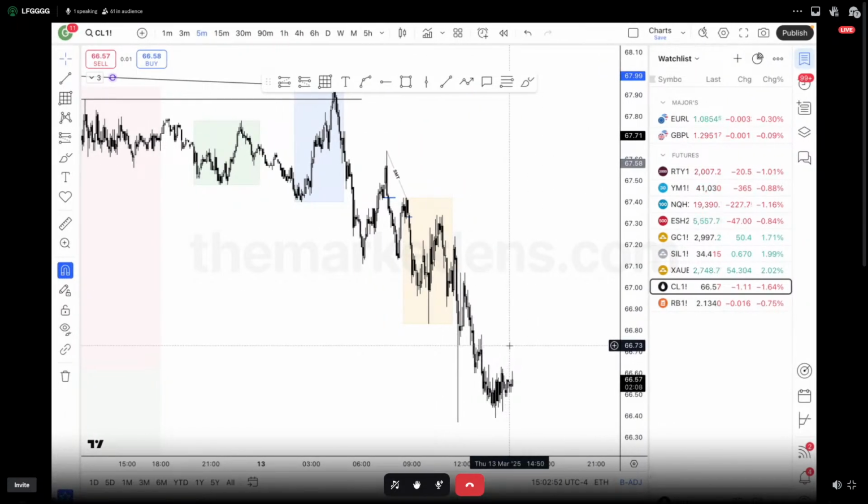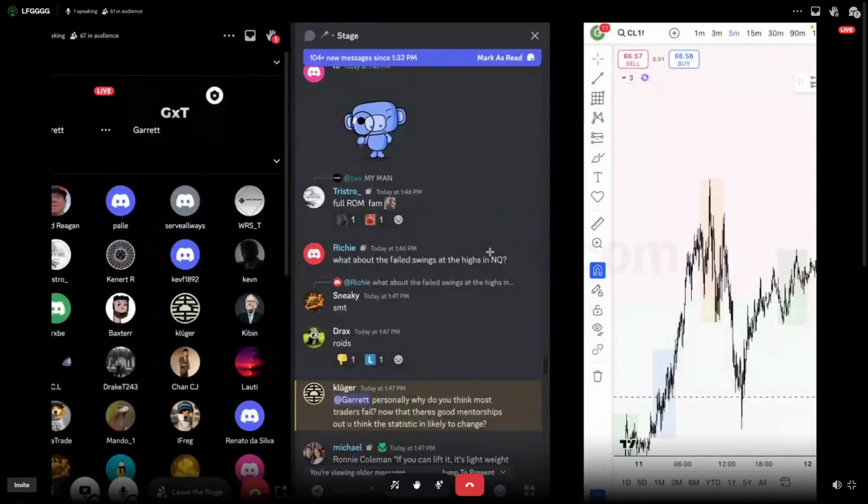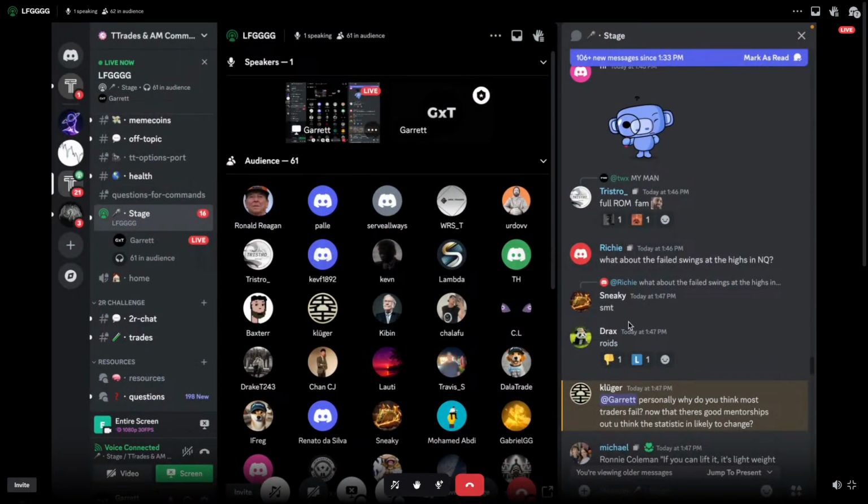Yeah, I gotta close this CL trade real quick. Very good trade though. It just didn't go to my TP, so that kind of sucks, but whatever.